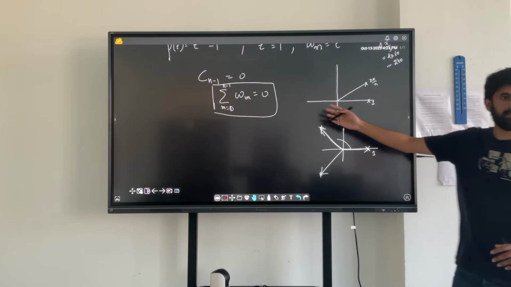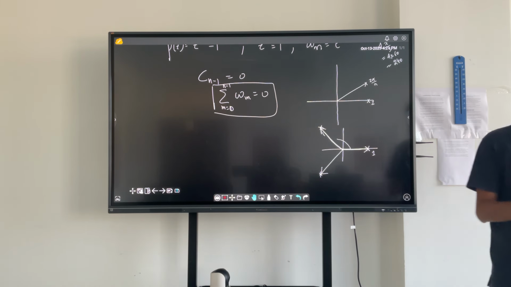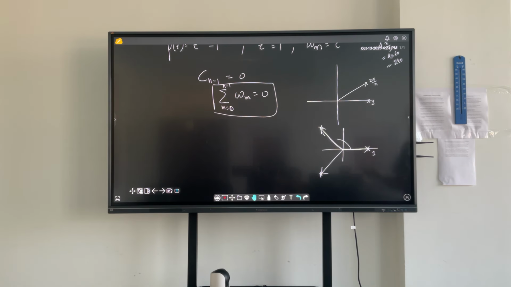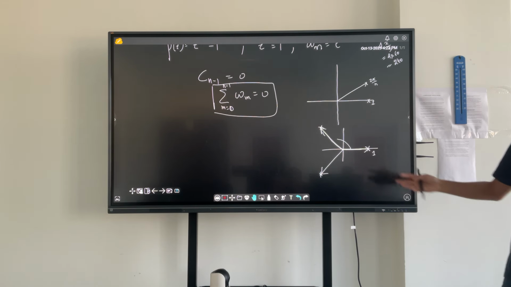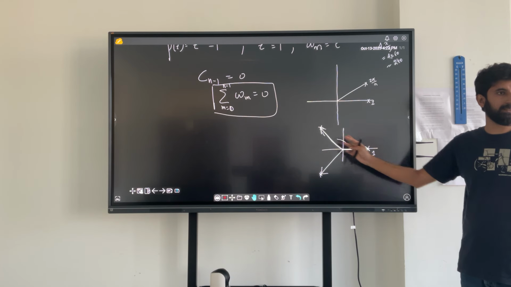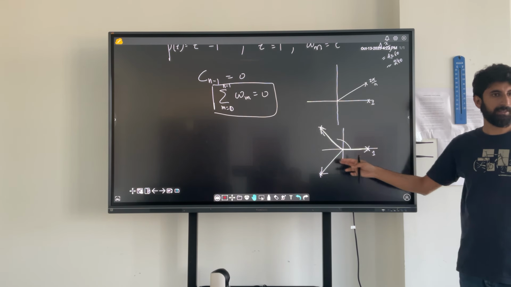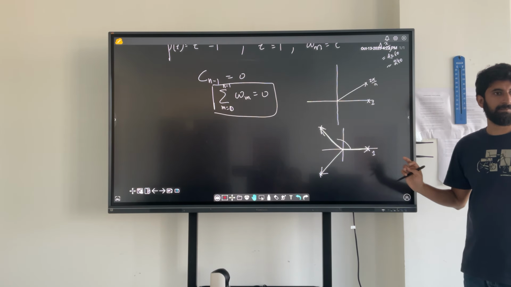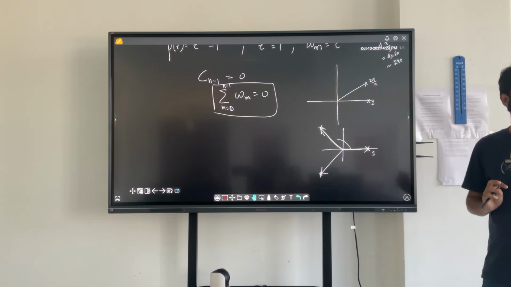The sum is 0 obviously, right? But remember, when you add vectors, remember the polygon law. These are vertices of a polygon. What polygon is that? Triangle. These are vertices of a triangle.